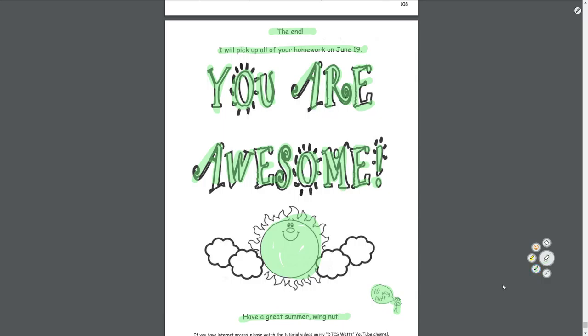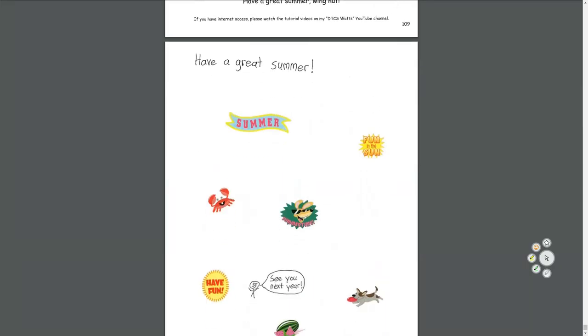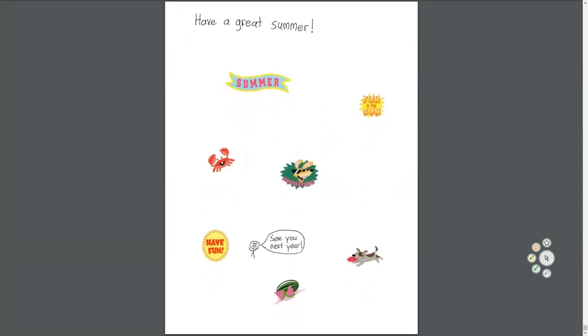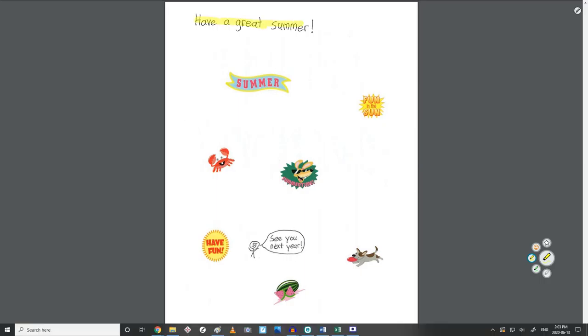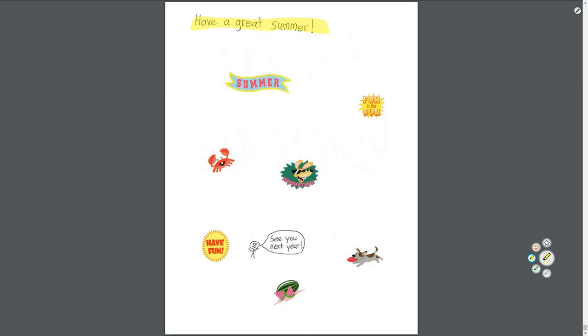Okay. I think there is actually one more page, some stickers. What do we got? Have a great summer. We worked hard this year. You've earned a break. I know it was a weird ending, but when we were at school, we did a lot of good things. I hope we're back in September. Summertime, fun in the sun, crabs, summertime, have fun. Maybe have some watermelon, play with your dog if you have one. And here's me again. See you next year.